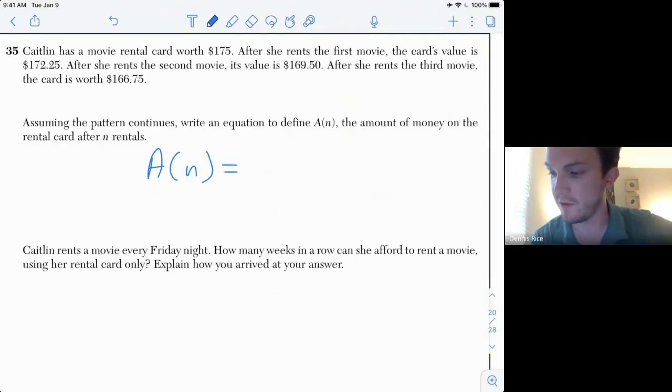What was the equation we wrote here? So her card had 175 bucks on it. Every time she rents a movie, it becomes like 172.25, 169.50, 166.75. So what should the original equation be that models how much money is left on this card?